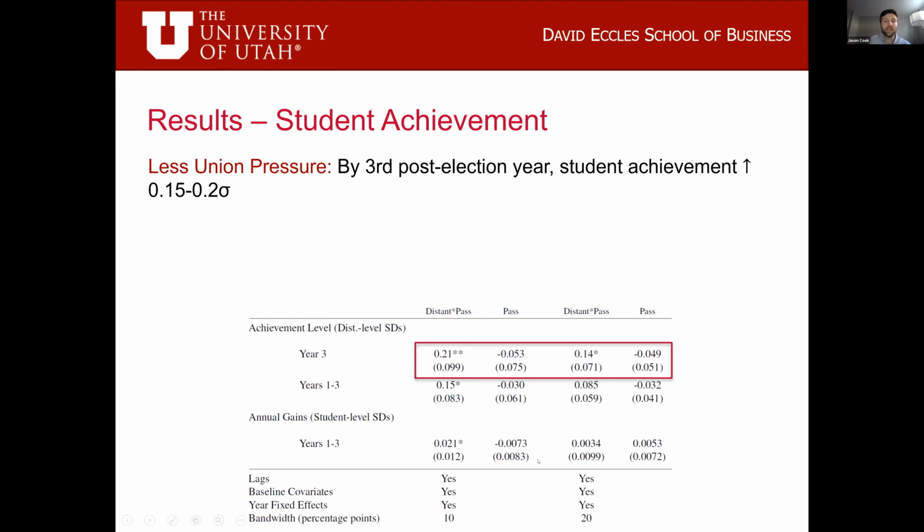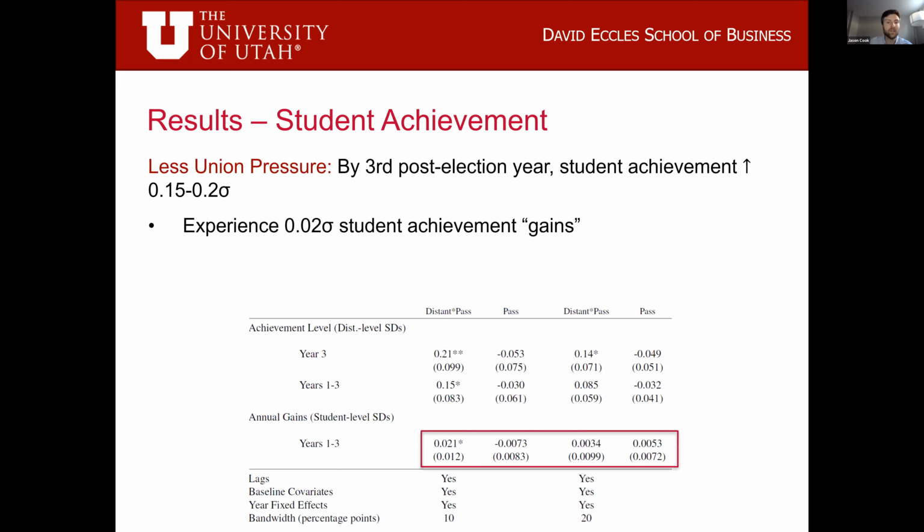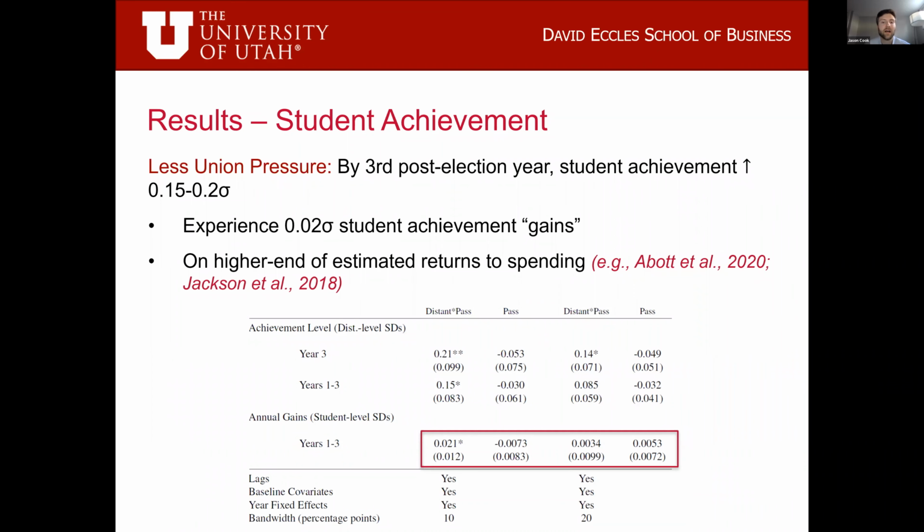So the districts with less union pressure are increasing their student achievement by about 0.15 to 0.2 district level standard deviations. If you put this in terms of student level standard deviation gains, it's about a 0.02 standard deviation gain. And this is on the higher end of estimates of the returns to spending in the literature, but still within the range that's found. It's just on the higher end here.